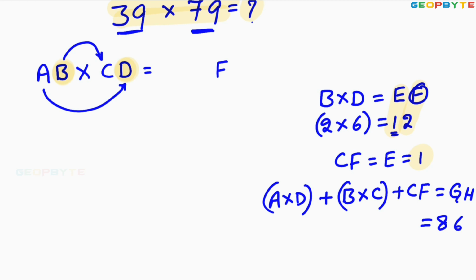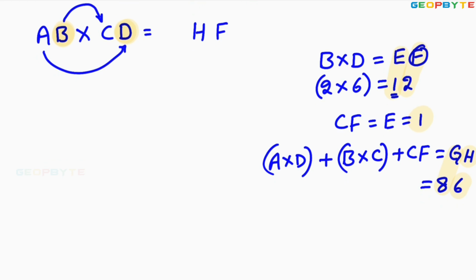That GH may be some 86. Now you write the H value here, that H equal to 6. Then the G, G equal to 8, is coming under carry forward. The carry forward equal to 8. Then you multiply A and C. A into C. Add the carry forward. This is the carry forward.